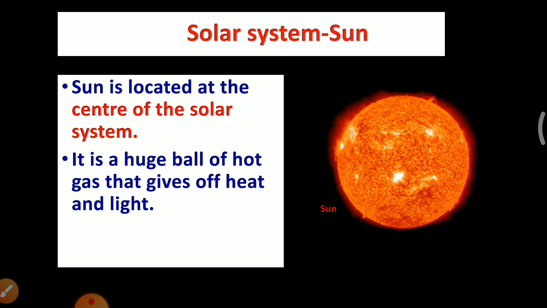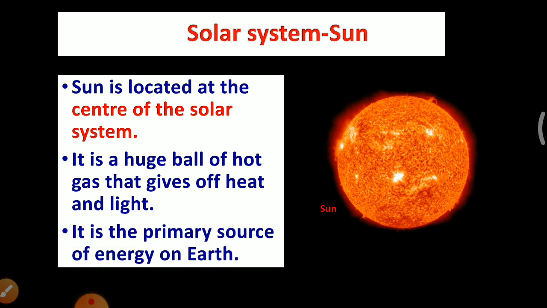You know that when you are standing outside of the room, you can feel the heat of the sun. And also you know that the sun gives light energy to all. It is the primary source of energy on the earth. So this light energy is the primary source of energy for living organisms on the earth.